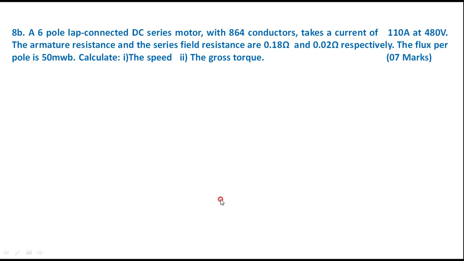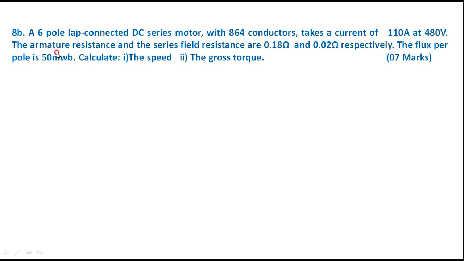Then question number 8B asks about a 6-pole lap connected DC series motor. It is a DC series motor because the field is connected in series with the armature, with the number of conductors 864, and it takes a current of 110 amperes at 480 volts. The armature resistance and series field resistance are given as 0.18 ohm and 0.02 ohm respectively. The flux per pole is also given, 50 milliweber. I ask you to calculate the speed and the gross torque.